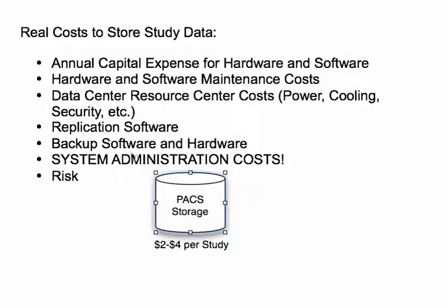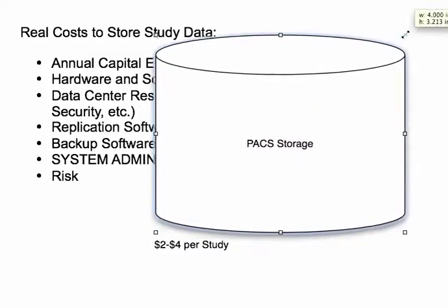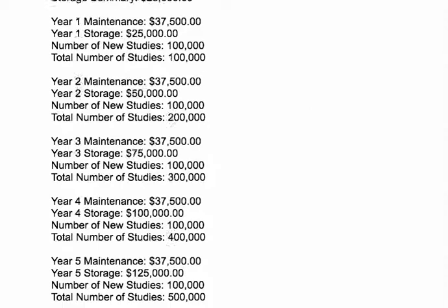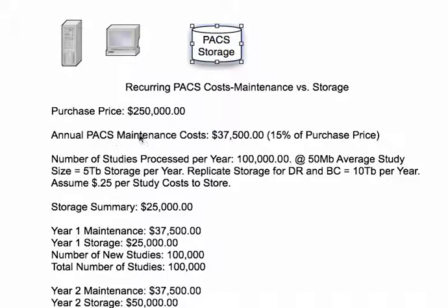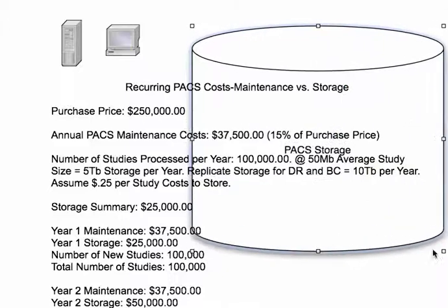These costs recur year after year. So you put $25,000 in year one, $50,000 in year two. I mean, you can see what happens. This storage just grows out of control. It just consumes your budget and your system administration resources. So again, we go back to a model here where the PACS maintenance costs are staying fairly flat, and these storage costs just grow exponentially.